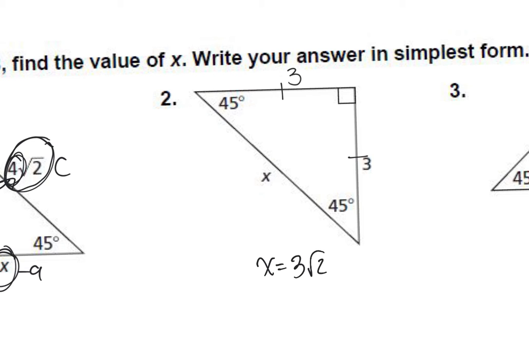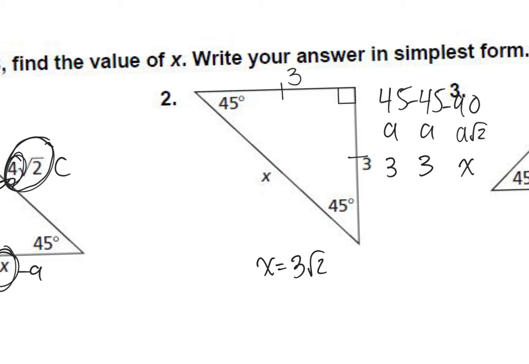So remember, we set it up. This is 45, 45, and 90. Our two 45s are A, and then 90 will be A times the square root of 2. We know that our A's are 3, agreed? And then X is going to be A times the square root of 2.